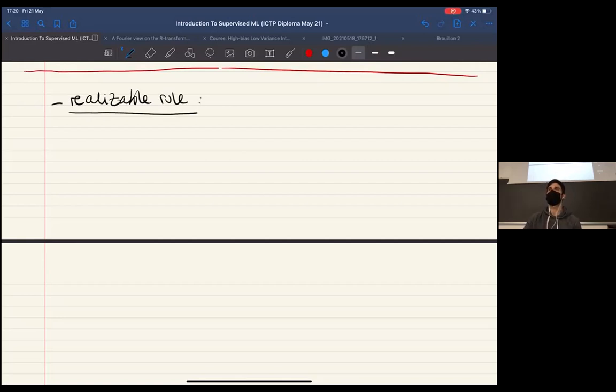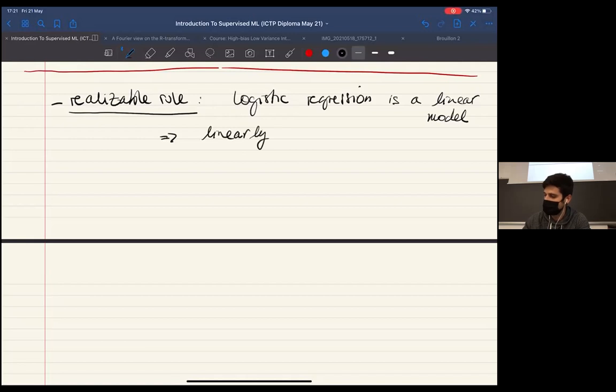So what is the realizable rule setting? You remember we said it's when your hypothesis class includes the actual model that generated the data. Logistic regression is a linear model. The output in this case, which is a probability, is the logistic function applied to a linear combination of features. So if we want to be in the realizable setting, what does it mean concretely? We need to have data which is linearly separable. Logistic regression is a linear model, which means that we need linearly separable data to be in the realizable setting.